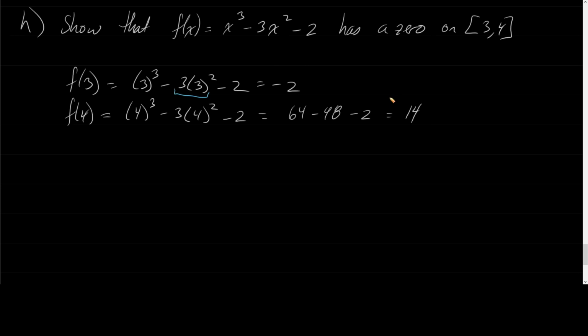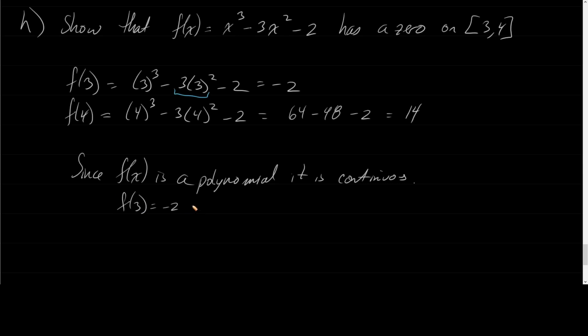So what we can say is the following. Since f of x is a polynomial, it is continuous, right? And if it is continuous here, we can apply the intermediate value theorem. So we know that f of 3 is equal to negative 2, which is less than 0, and that is less than 14, which is just f of 4. So in other words, we have 0 being between negative 2 and 14.